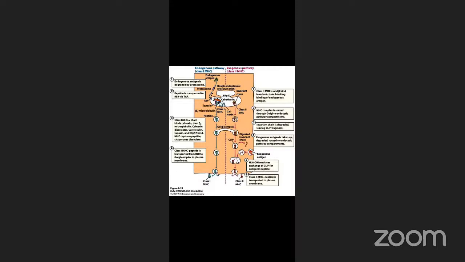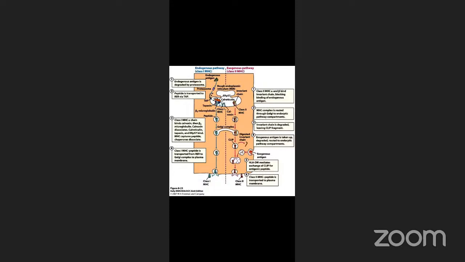Endogenous means the antigen is synthesized in the cell. Exogenous means the antigen is already produced or synthesized outside the cell. In the metabolic pathway of bacteria, the metabolism of the virus will produce the endogenous antigens. Other antigens produced outside the cell are called exogenous antigens.